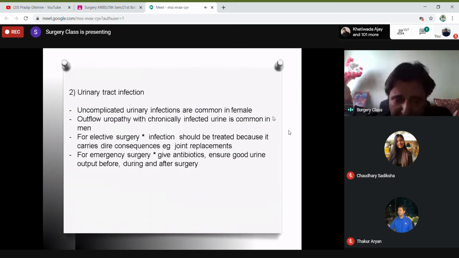So urinary tract infections, if seen, elective cases should be postponed, and then you give antibiotics and recheck for the urine infection. If it is an emergency surgery, you give antibiotics to ensure there is good urine output during and after surgery. But for elective surgery, the infection has to be treated, because sometimes what happens in orthopedic surgery like joint replacement, if there is a urinary tract infection, that can lead to a disastrous situation where you do a joint replacement and then it gets infected. That will be a very morbid situation, and a very difficult situation for both the surgeon and the patient.